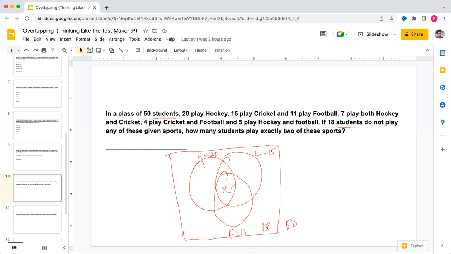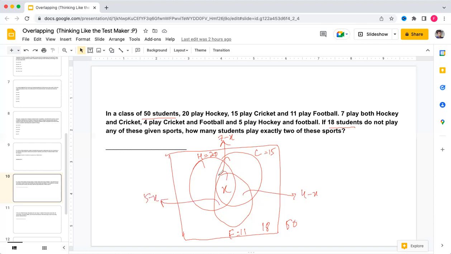If I call this X, we are given that 7 play hockey and cricket. So this whole is equal to 7. If this is X, what will be this thing? This will be 7 minus X. And 4 play cricket and football. So if this is cricket, this is football. What is that portion? That is this portion. So this one will be 4 minus X, and 5 play hockey and football, so this will be 5 minus X, right?